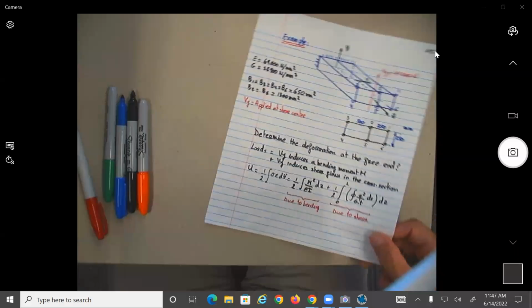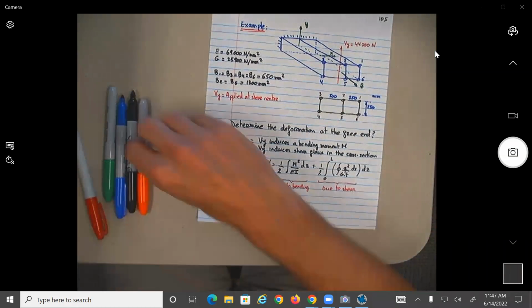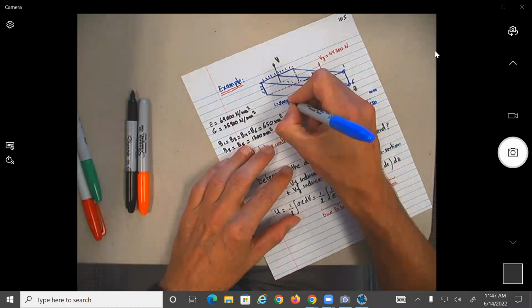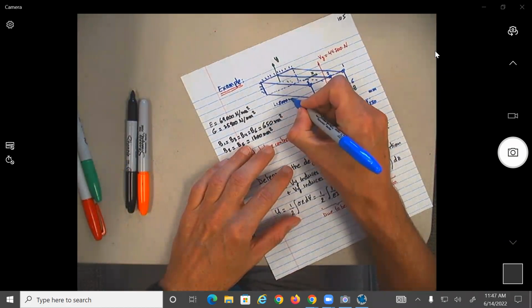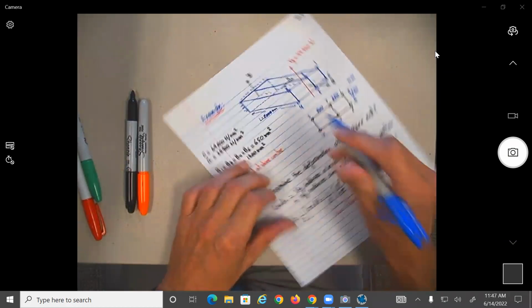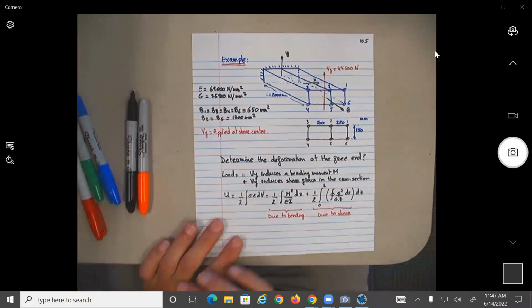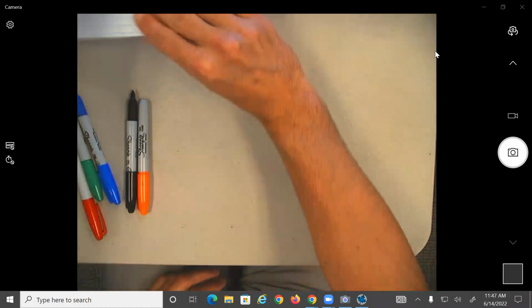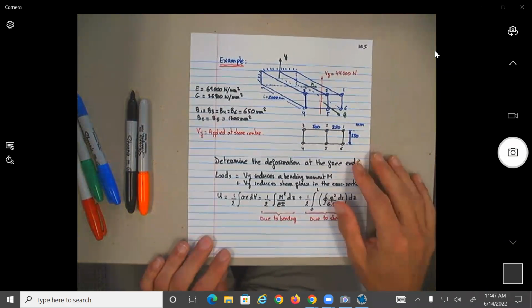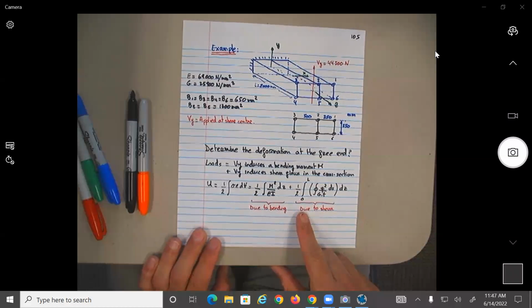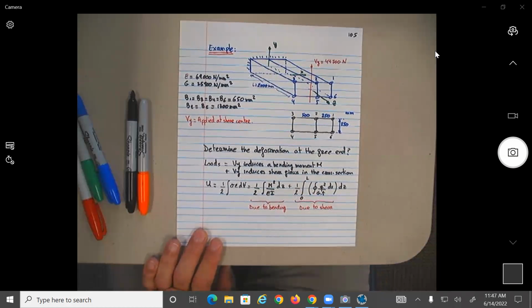Okay, and let's go back to the first page here. I forgot to put the length of this wing box, and L over here will be 2000 millimeters. Okay, so let's say your intuition: which term do you think is going to have a much bigger influence on the deformation, the bending or the shear? Probably the bending, no?